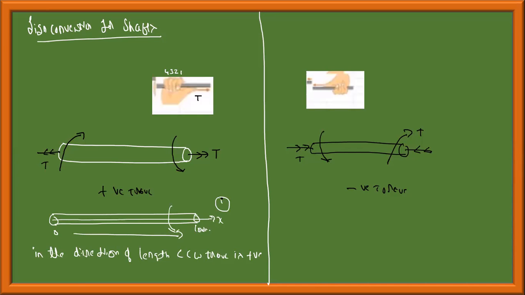Assume this is the clock, this is 12 o'clock, 3 o'clock, 6 o'clock. If you take this cross section like this, in the direction of length, counterclockwise torque is positive. So if there is a clockwise torque like this, this is T1, and this is T2. Therefore T1 is in clockwise direction, so this is minus T1, and T2 is in counterclockwise direction, so this is positive T2. Otherwise it will lead to confusion. The best way is: in the direction of length, counterclockwise torque is positive. That you should remember.